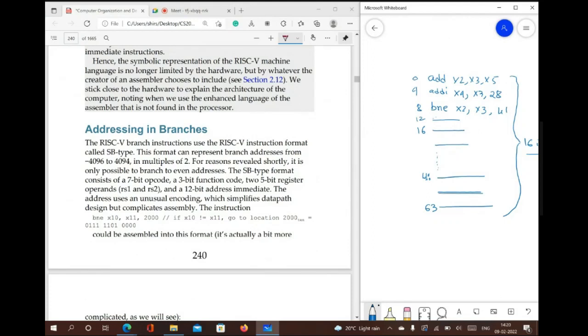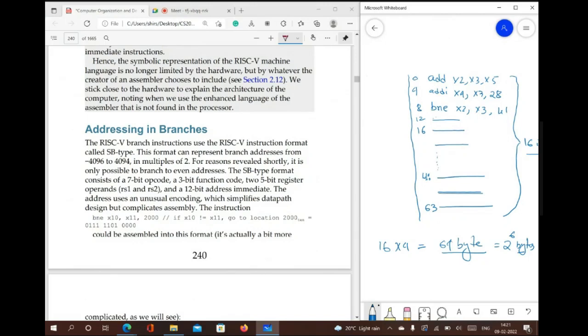So now if we represent this in binary, how many bits will be required? How much memory is required for this program? There are 16 instructions, and each instruction is taking 4 bytes. So 16 into 4 equals 64 bytes. So the total memory required to store this program is 64 bytes. 64 bytes means 2 to the power 6 bytes, right? So a total of 6 bits is required to represent all the addresses.